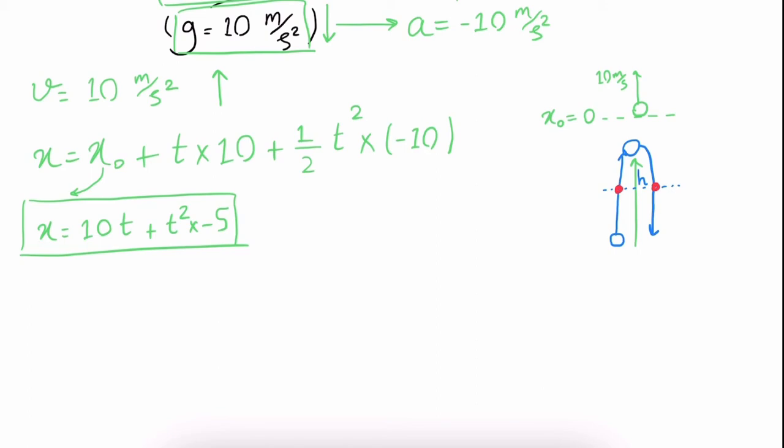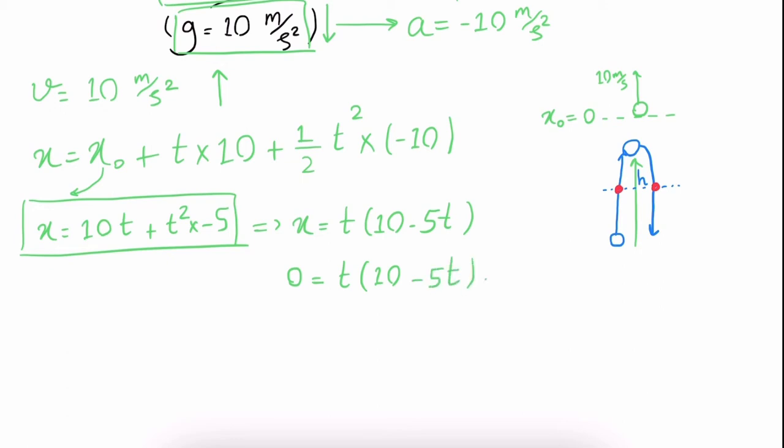And in our case, the ball has been in position 0 at time 0. Therefore, one of the roots of this polynomial is t equals 0. So we have x equals t times 10 minus 5t. We're looking for the times in which the ball has been in position 0. So we put 0 instead of x: 0 equals t times 10 minus 5t.